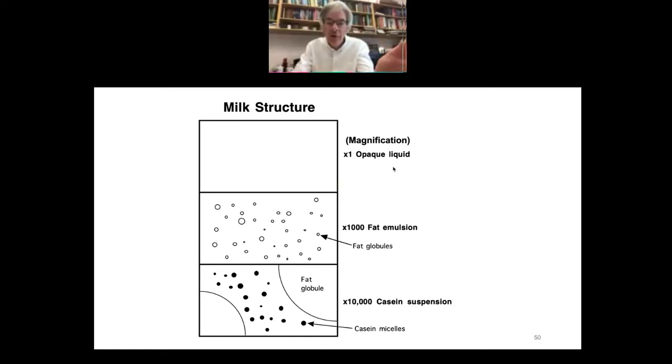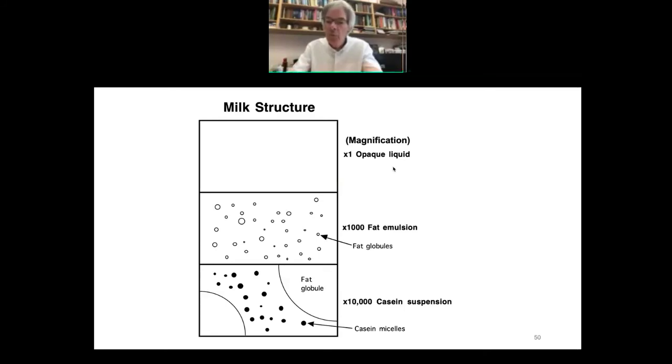So milk structure, if you look at a glass of milk, it's just an opaque liquid, but it's scattering light, and that implies that there are particles present. If you look at it under a light microscope at 1,000 times magnification, you start seeing the fat globules. And if you look at it under an electron microscope at 10,000 magnification, then you start seeing the casein micelles.